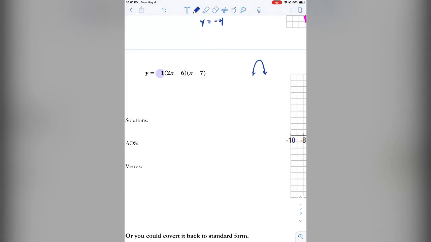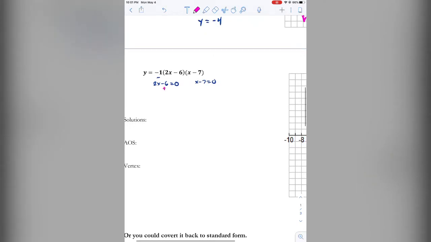But I don't have to worry about that when I graph it in factored form, because it's going to come out the way it should anyway. So let's go ahead and just kind of work through this. First, let's find my solutions. Now, this doesn't matter because it's not going to be a solution, so I just look at my 2x minus 6 and my x minus 7. So I have 2x minus 6 equals 0. I have x minus 7 equals 0.